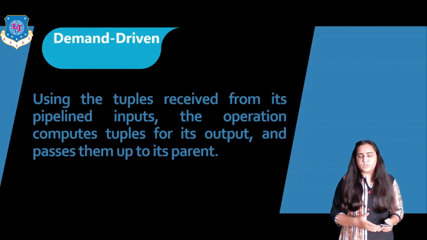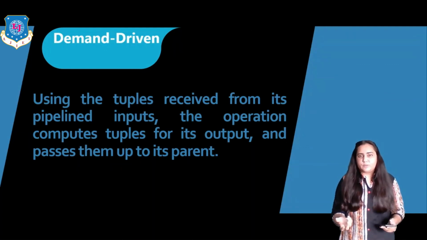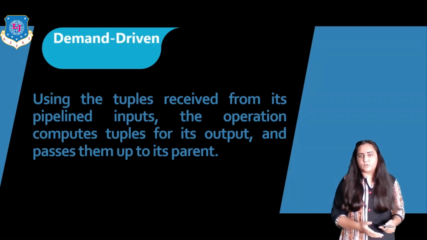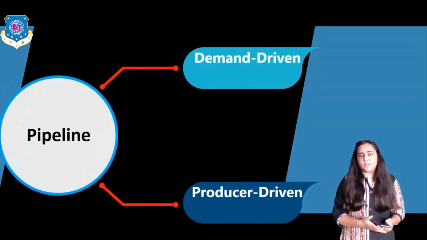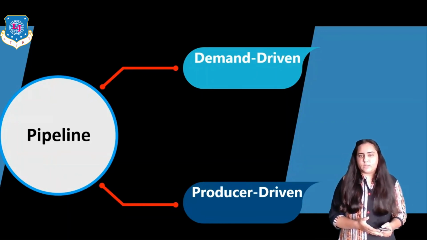Using the tuples received from its pipelined inputs, the operation can compute tuples for its output and then passes them up to its parent. So once the pipelined inputs are received by the operation, it computes the output and then passes the output to the parent node, which is the root node. So that is how demand-driven pipelining works in database management systems. And now we are going to see producer-driven pipelining.